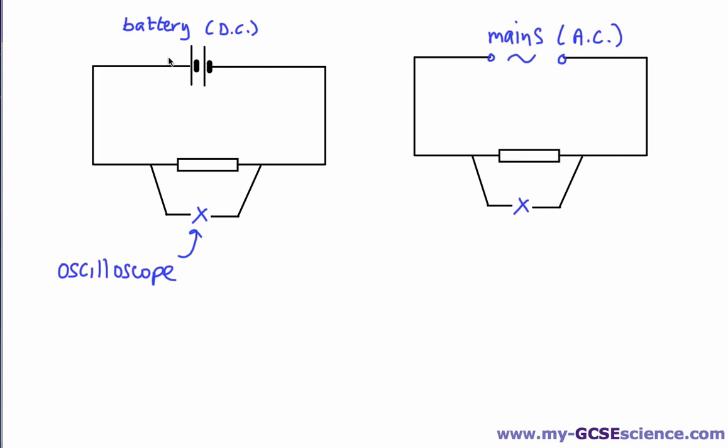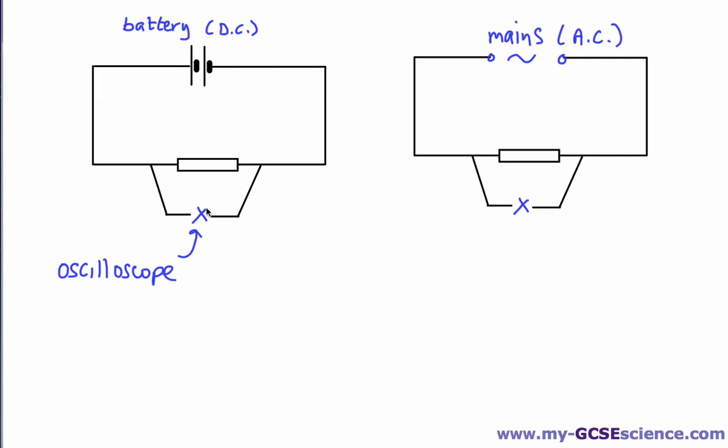I've got a circuit set over here with a battery, and that's our direct current circuit, and we could measure what we call the potential difference, which we've looked at in previous videos. We can measure the potential difference or voltage across a component. Here is just a fixed resistor. We can measure it with a voltmeter, but we can also use this thing called an oscilloscope.